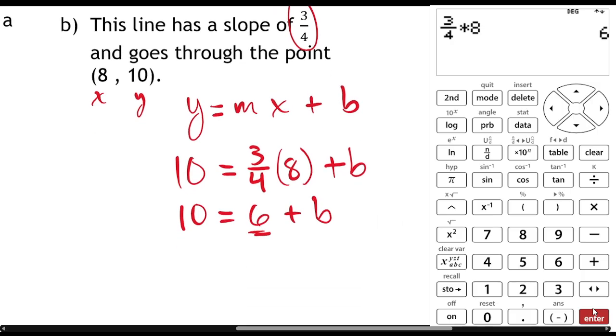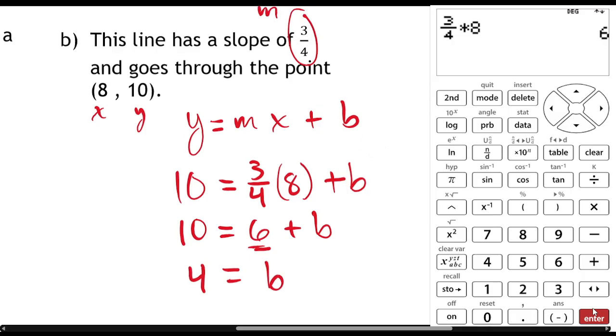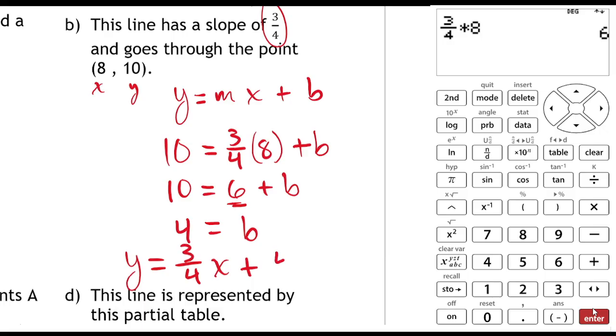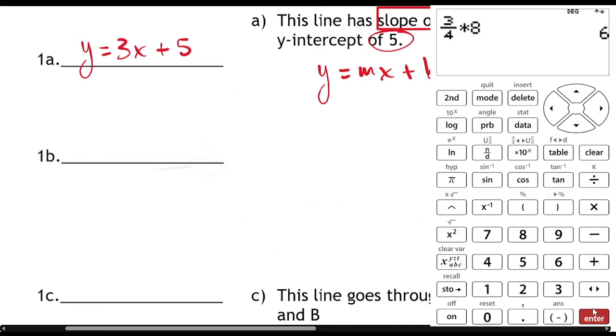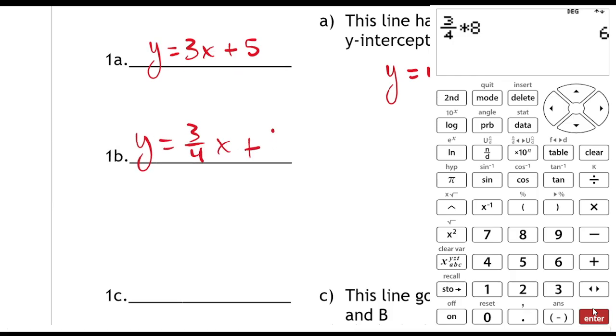Now in order to figure out what b is, I'm just going to take 6 away from both sides of this equation. 10 minus 6 is 4, and 6 plus b minus 6 is just b. So we have the two parameters we need: our slope parameter m and our y-intercept parameter. We can write the equation of this line. It is y equals 3/4 x plus the number 4. And we should write that in both places over here also, so I'll write y equals 3/4 x plus 4.